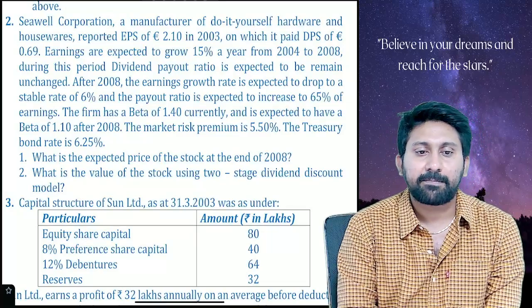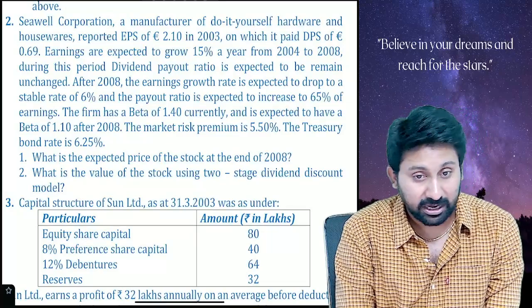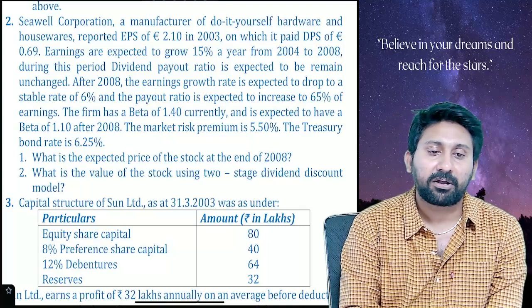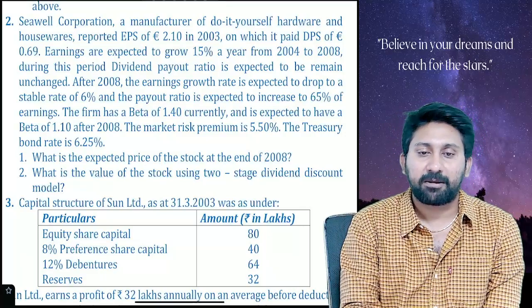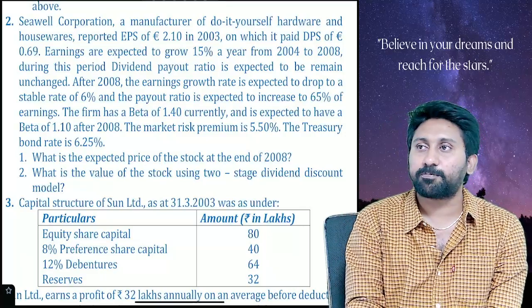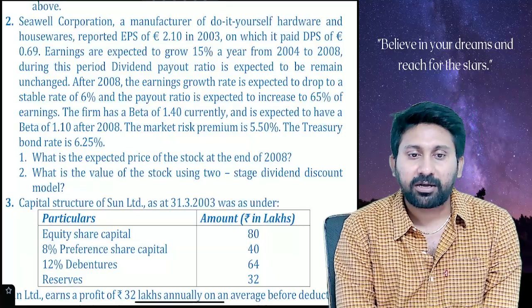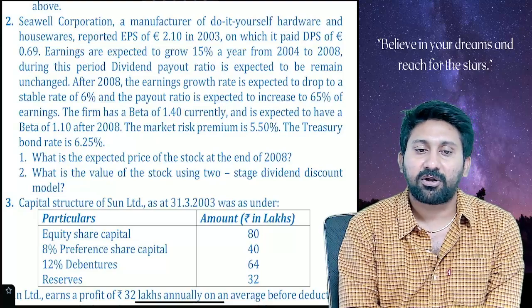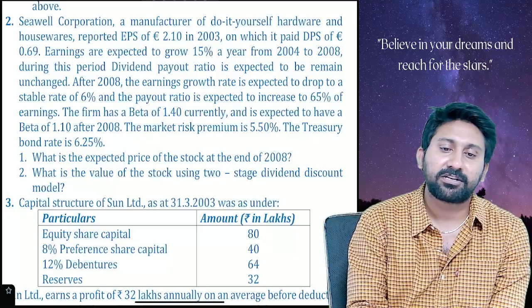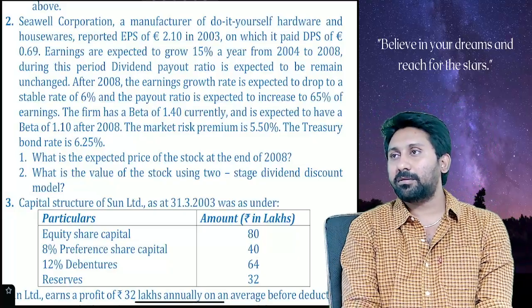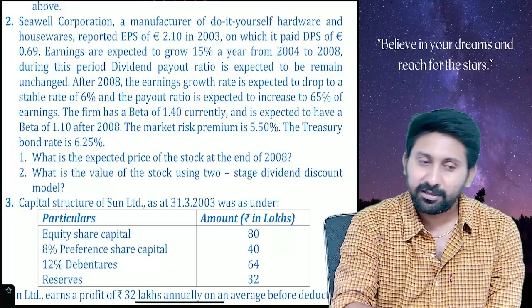The firm has a beta of 1.4 currently and is expected to have a beta of 1.1 after 2008. The market risk premium is 5.5, treasury bond rate is 6.25. What is the expected price of the stock at the end of 2008? What is the value of the stock using the two-stage dividend discount model? Super question, enjoy.